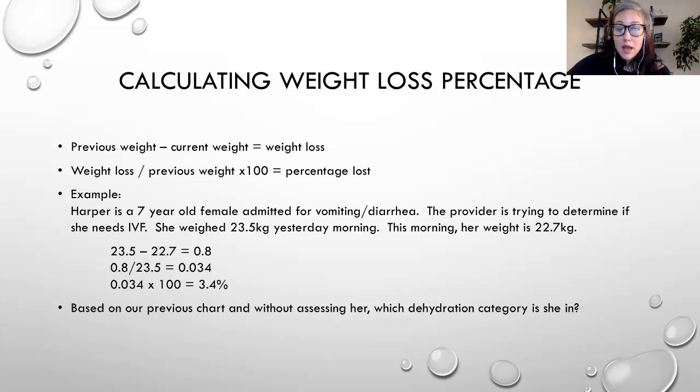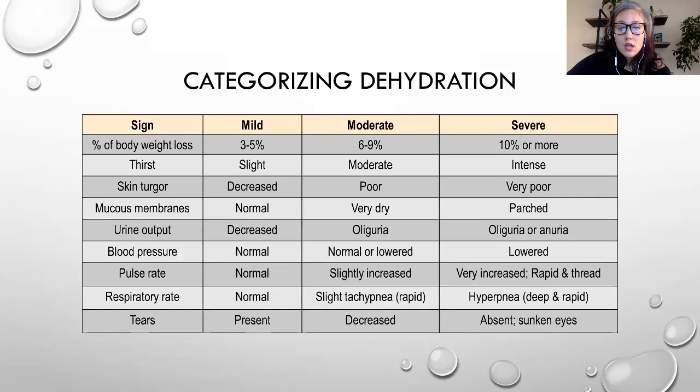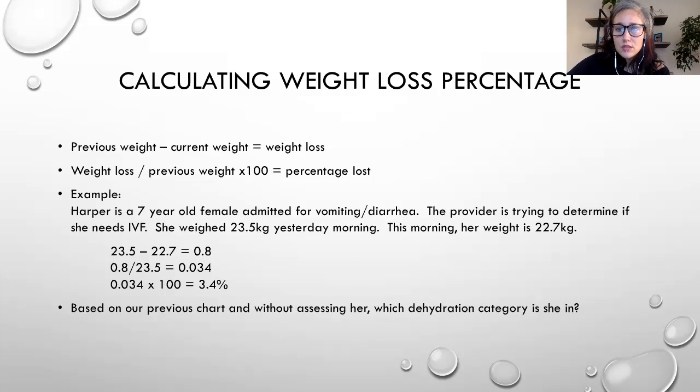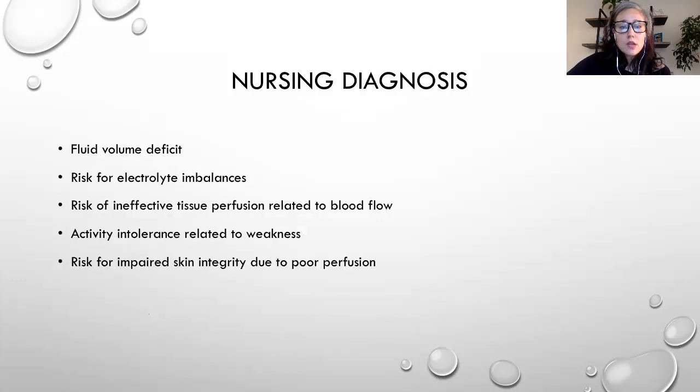So let's go back to our chart here. Based on this chart, where does she lie? When we're not assessing her now, so you can't look at any of that other stuff, but just based on that percentage, she's still at mild. So that's good. We're not super concerned yet.